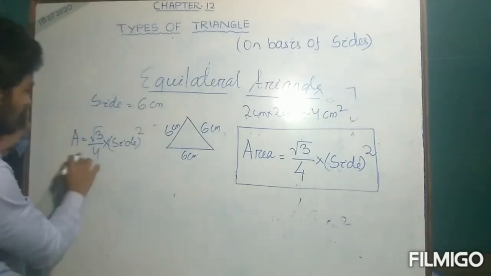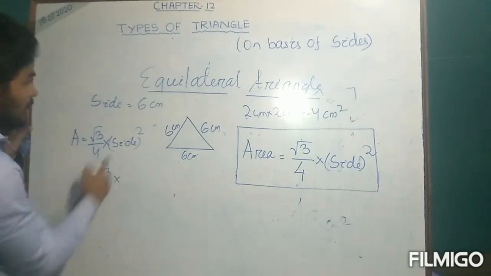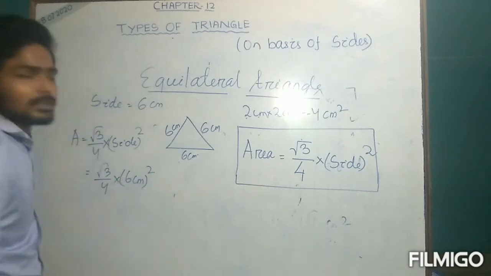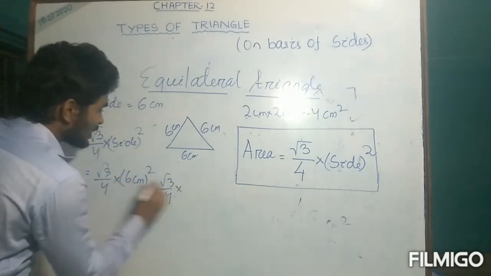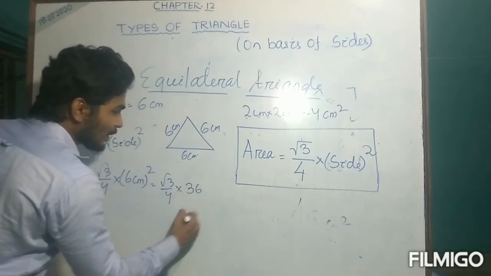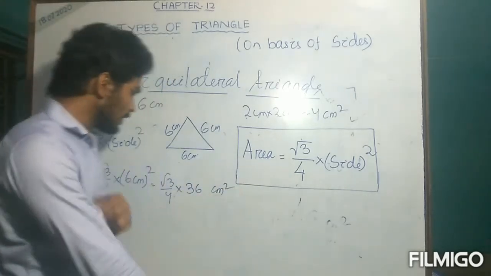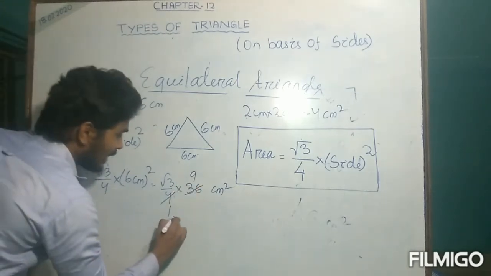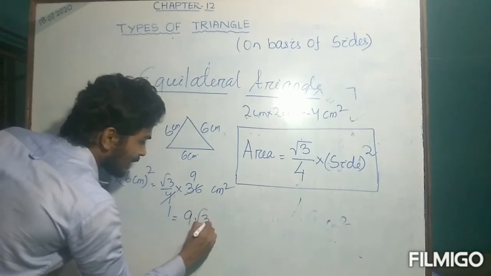Okay, now using this formula, root 3 by 4 into side square, that means 6 centimeter square, is equal to root 3 by 4 into 6 square, 36. Okay, you can write centimeter square or square centimeter. Now 4 1s are 4, 4 9s are 36. So the answer is 9 root 3, not root 3 9.